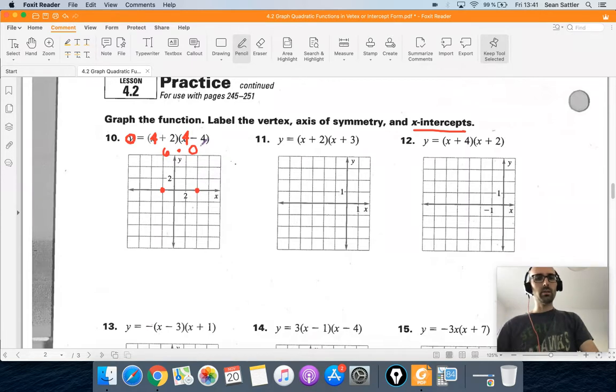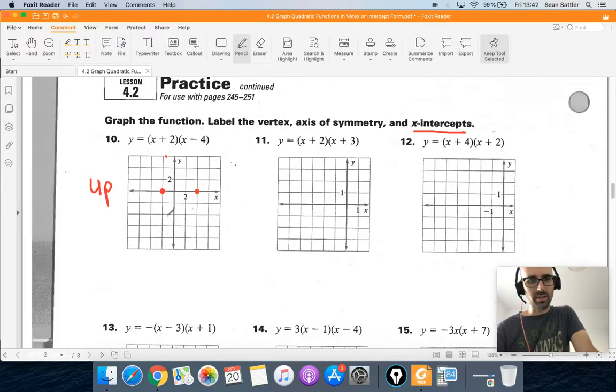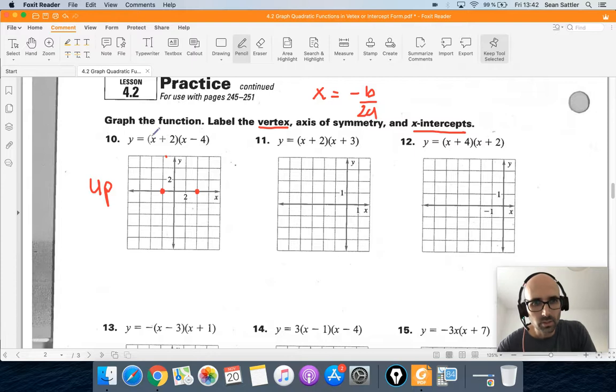Now, to graph this, we look at the a value, which is +1, which means it's going to open up. That's one thing I'll ask you in the homework. And now we just need to find another point, or find the vertex, because we need to know how far down this goes, and then we can connect it. To get the vertex, it says label the vertex and axis of symmetry. We need to use this equation, x equals -b over 2a. So we have to get this into standard form first. So we have to multiply it out again.